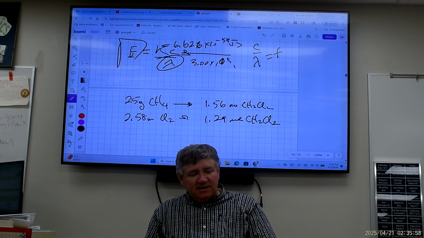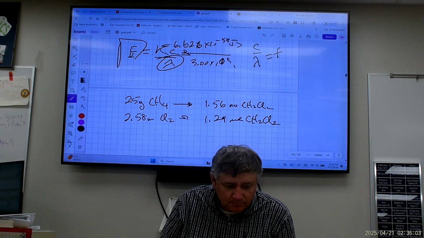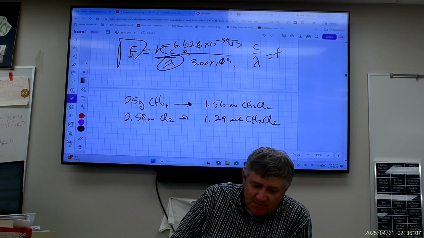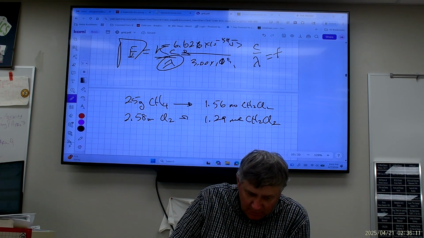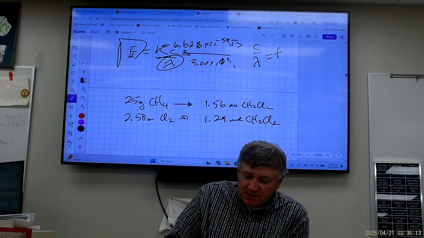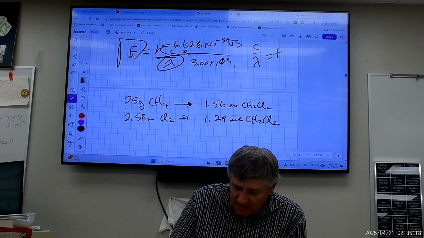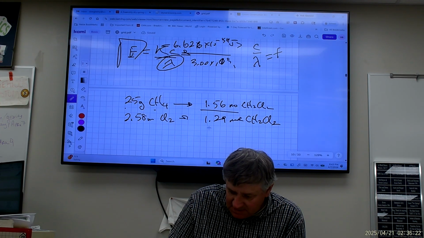Okay, so let's talk about how they could have spun this problem differently. On the first one, they said, okay, here's the grams of methane gas containing 2.58 moles of chlorine. If you do the conversion of the grams of methane into moles of the dichloromethane, you get 1.56, or you get 1.29.